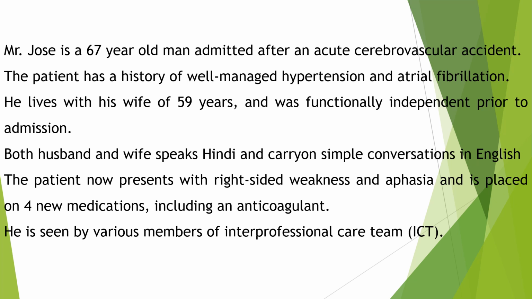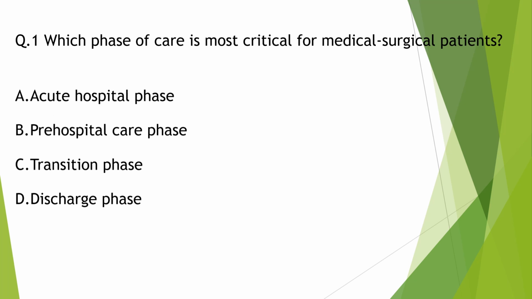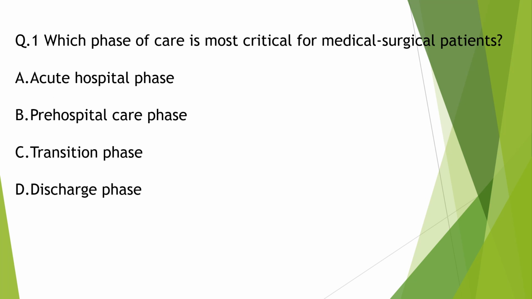So here the patient's condition is given, and also some sentences like the patient is not able to communicate in English, and also there is a collaboration between the team members given in the scenario. So let's see the question. Which phase of care is most critical for medical surgical patients? Seeing the options, first one acute hospital phase, second one pre-hospital care phase, third one transition phase, and fourth one discharge phase.